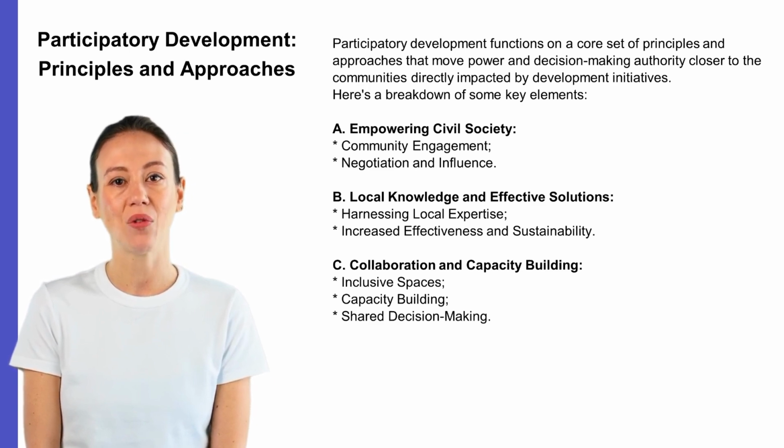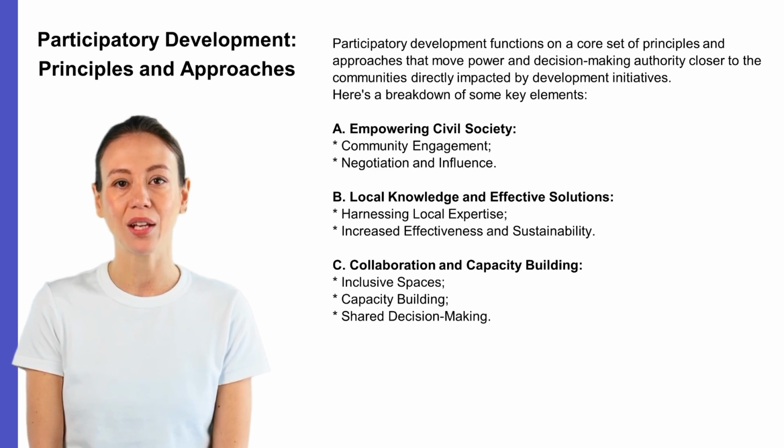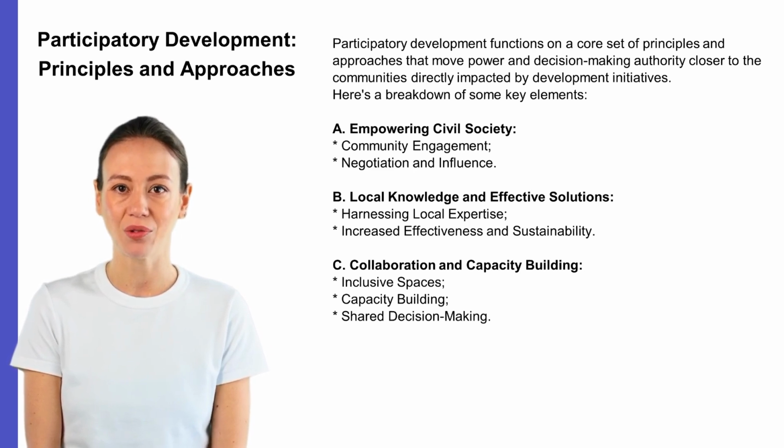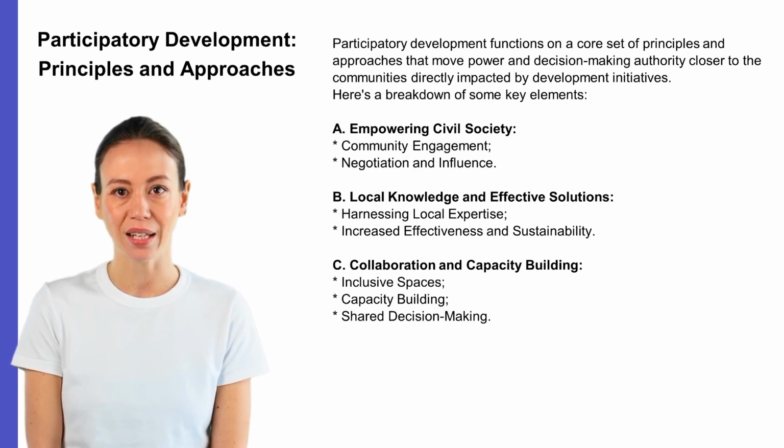A. Empowering civil society. Community engagement. Groups, organizations, and individuals within a community are actively involved in all stages of the development process, from identifying needs to implementing solutions. Negotiation and influence. Participatory development fosters a space for dialogue and negotiation with institutions and bureaucracies. Communities gain a voice in shaping public policy and holding governments accountable.